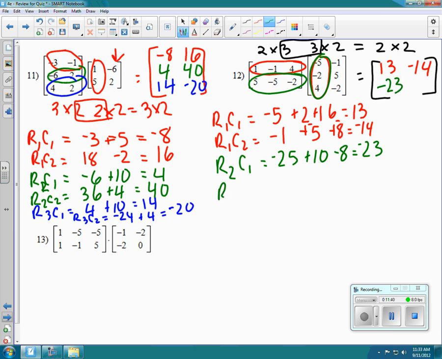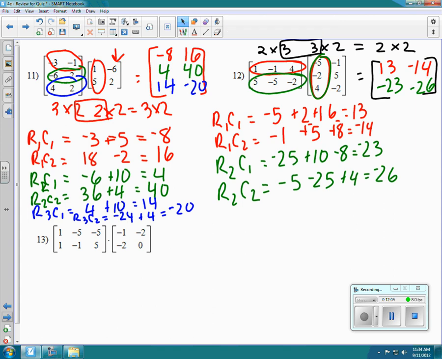And then I'm going to move on to row 2, column 2. 5 times -1 is -5. -5 times 5 is -25. -2 times -2 is +4. If I add these together, -5 minus 25 is -30. -30 plus 4 is -26. And that goes up there.